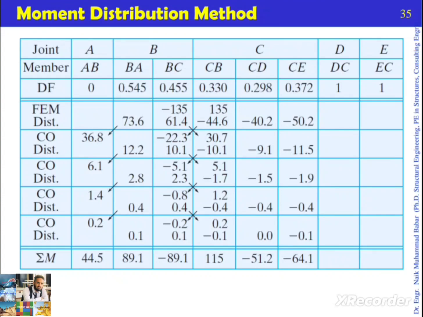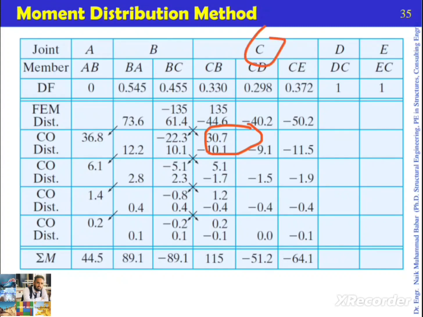Now at joint B, only the moment is minus 22.3. So take the opposite of this value, which is plus 22.3. Multiply this 22.3 with this distribution factor and this distribution factor, and we will get the distribution moments plus 12.2 and plus 10.1.